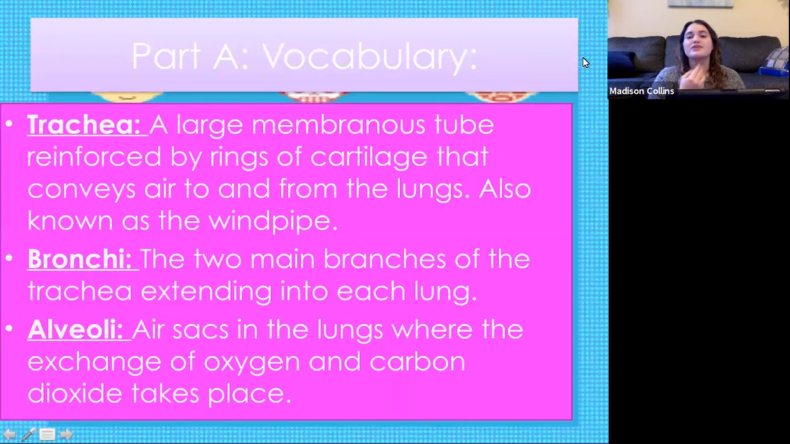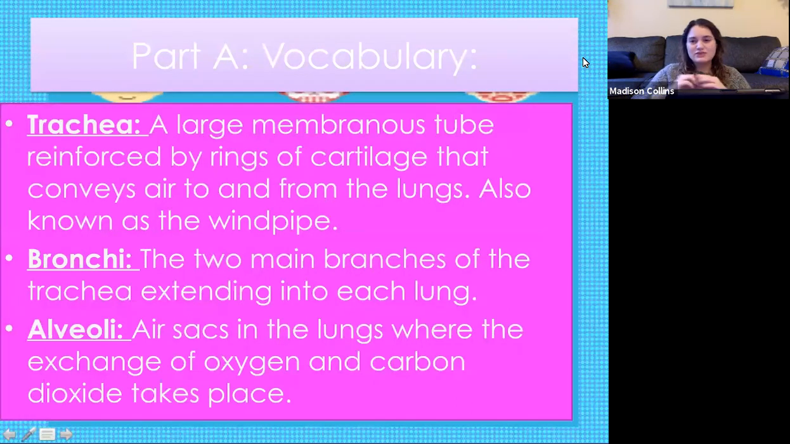So every time you breathe in air, air travels through that trachea. And eventually it's going to split into these two tubes right here in your chest. And those two tubes or branches are called the bronchi. That trachea splits into two. You've got two of these bronchi, one for each lung.